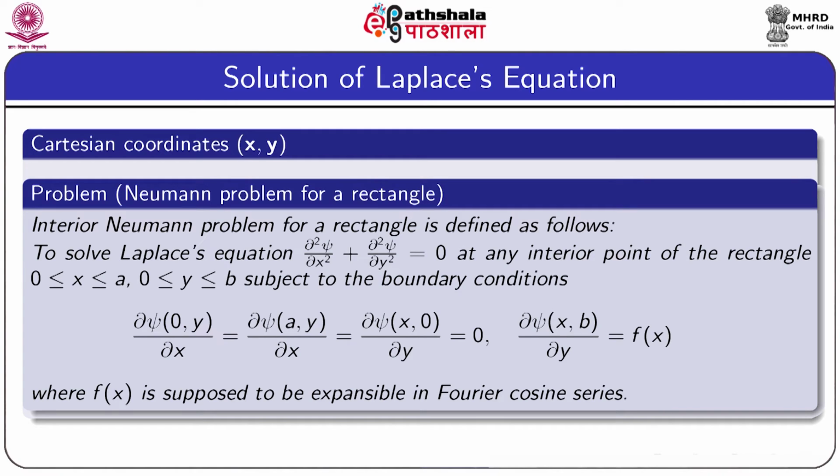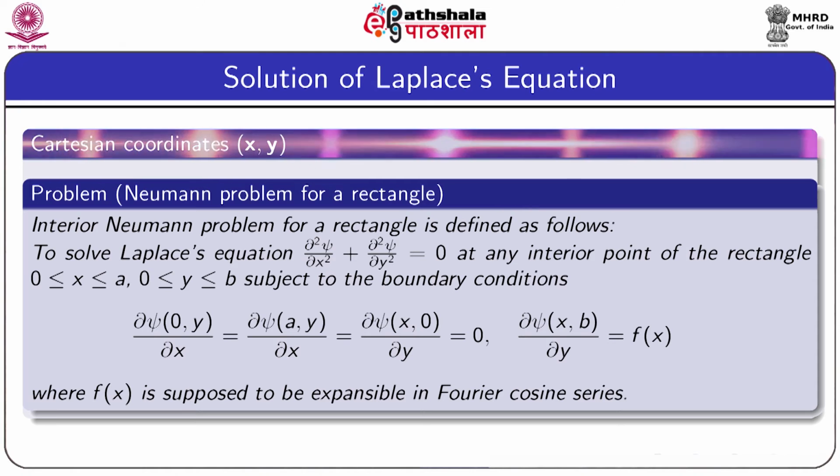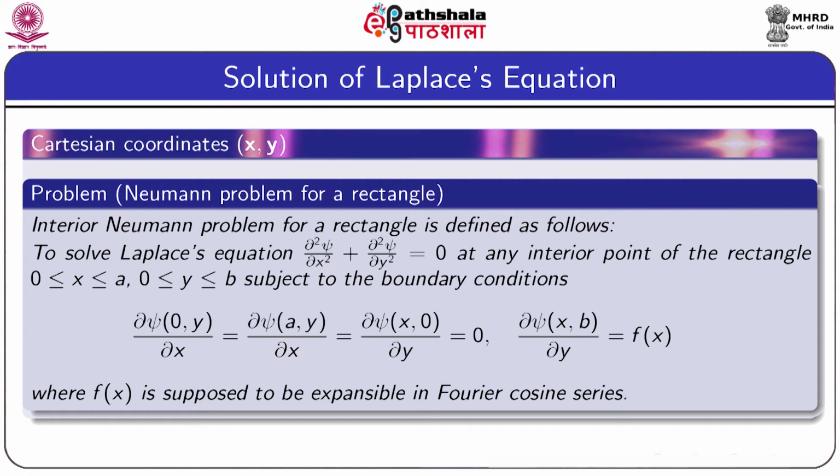Now, I am going to discuss the solution of a Neumann problem. Neumann problem means we have to solve the Laplace equation together with a boundary condition, where, instead of the unknown function psi, the normal derivative of the unknown function psi is prescribed on the boundaries. So, the corresponding problem is written here.